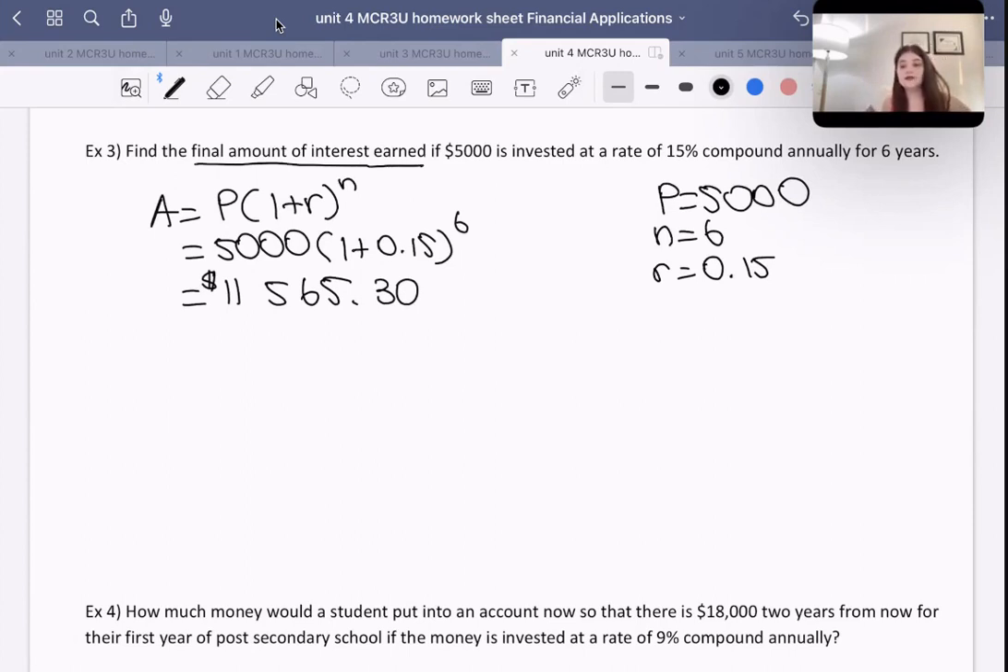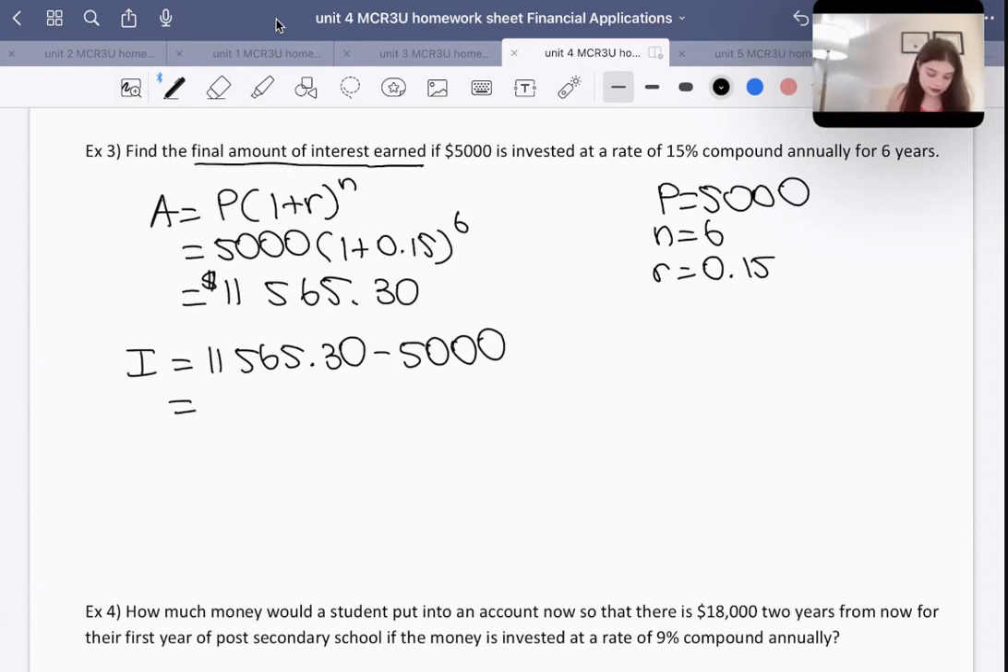Now, notice that the question wanted to know the final amount of interest earned. Now, A is the final amount accumulated in the bank account. They only want the interest earned. So, in order to find the interest in this case, we must subtract the original principal, right? Because 5,000 of that $11,565.30 is the principal that we originally put in, and then the remainder after that 5,000 is the interest. So the interest is 11,565 and 30 cents minus the original $5,000 we put in.